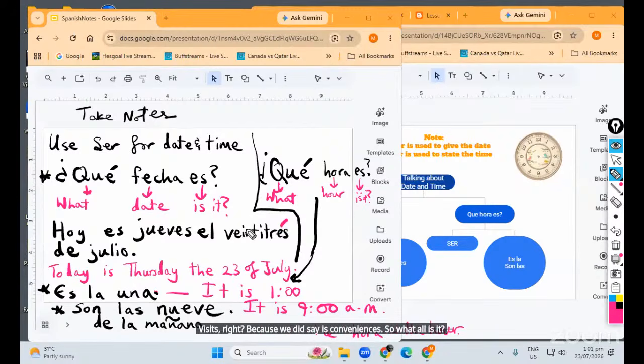So when we answer, we're really saying it is hour 1, or it is hour 9, or it is hour 10, or it is hour 11:15, or it is hour 4:45, right? And so uno changes to agree with hour, which is feminine. But we do say es la una.